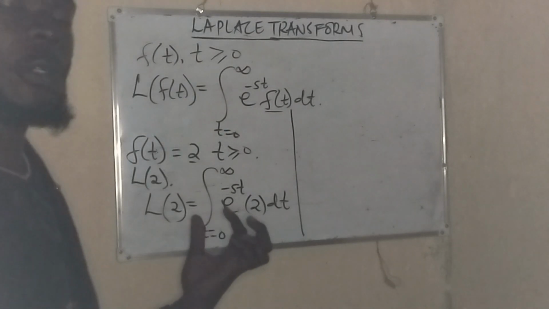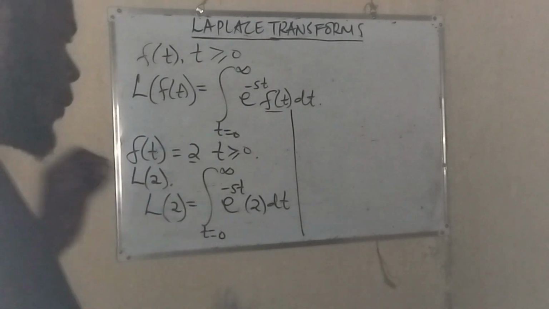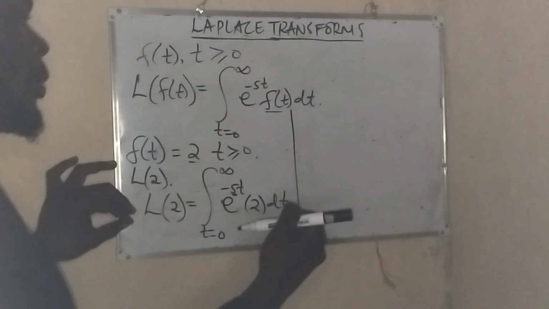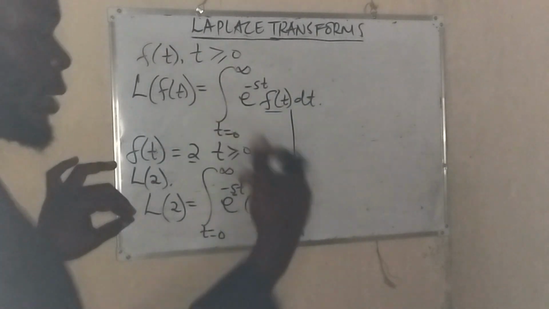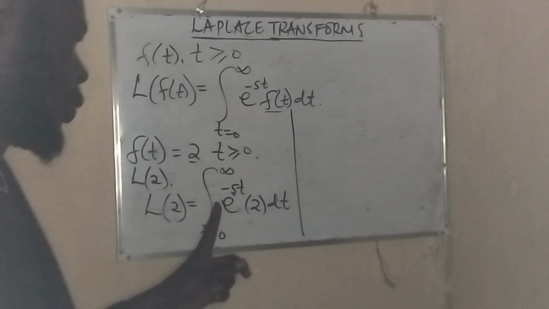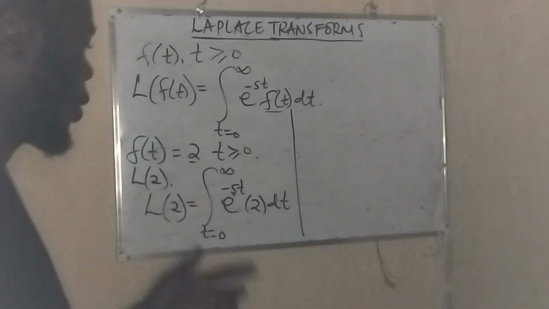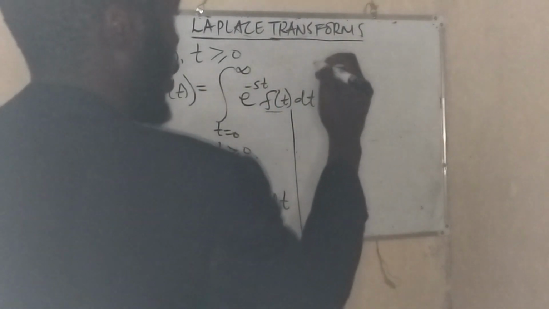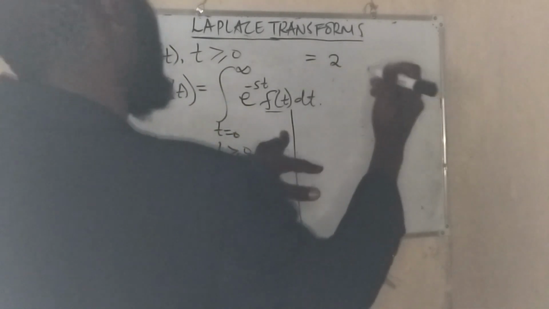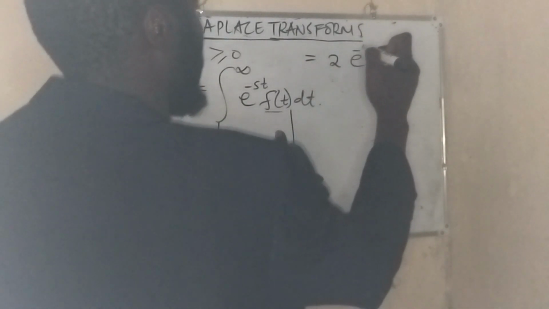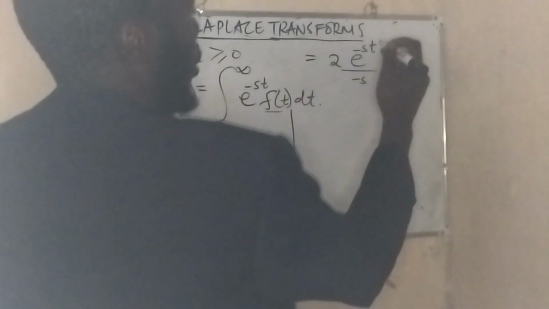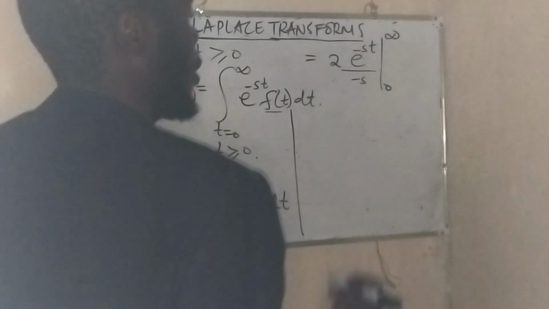When you differentiate an exponential function, you find that the coefficient usually goes down. When you integrate, the coefficient usually goes down. When you differentiate, it is usually multiplied on the other side. But for integration, the coefficient will go down. So you shall have 2, then you have exponential negative st over negative s, and you have from 0 to infinity.